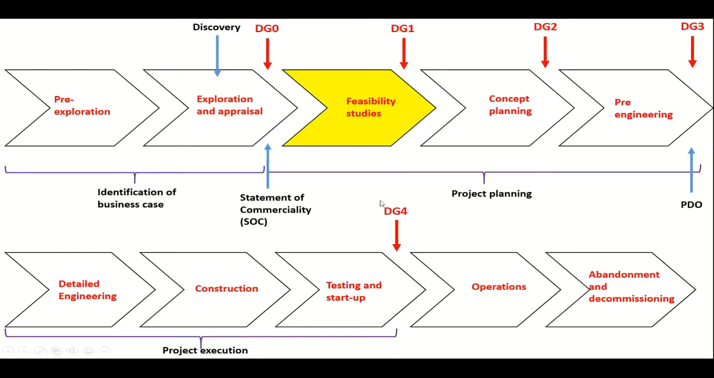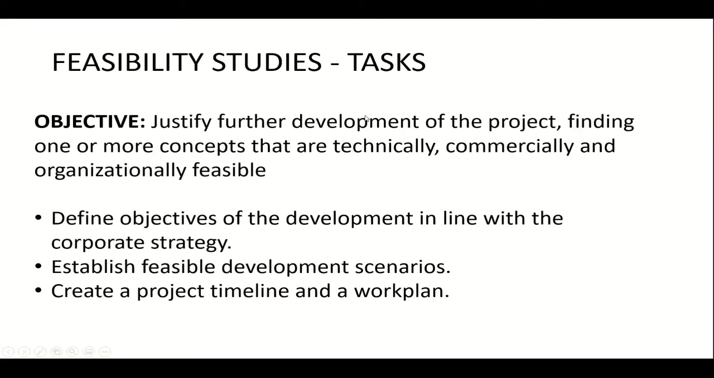So now let's go to the project planning phase. And within the project planning phase, let's go to the first one, which is the feasibility studies. So in the studies, the main objective is to find at least one, but I should get a range of concepts that are technically, commercially, and organizationally feasible for the company. Okay? And that means to develop further the project. And usually here the objectives of the development are in line with the corporate strategy, establish feasible development scenarios, and create a project timeline and a work plan.